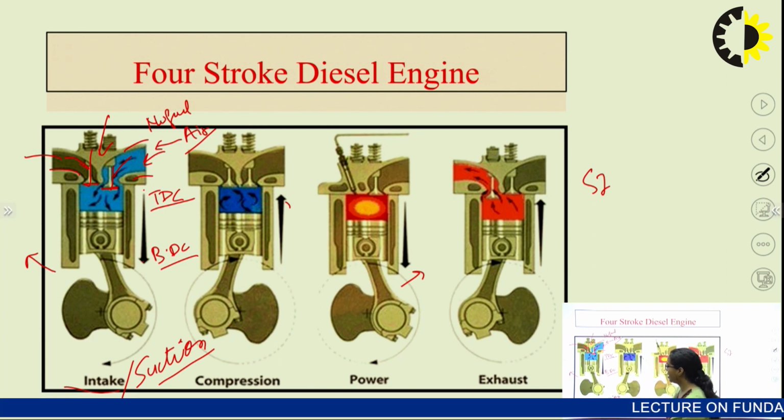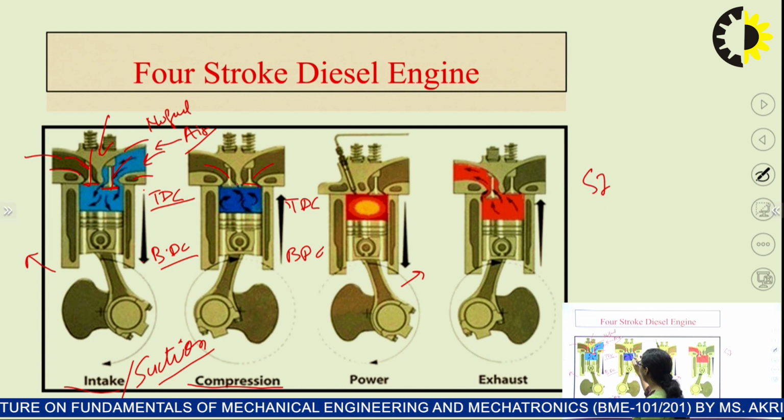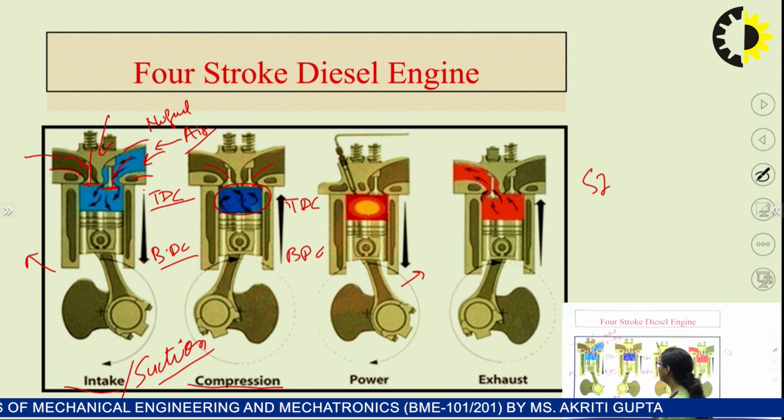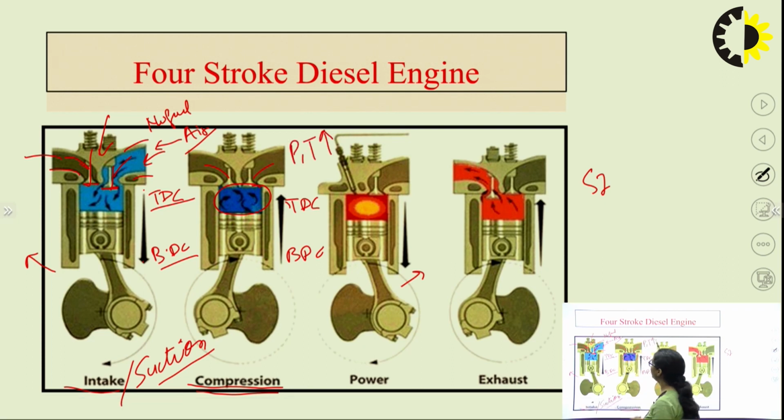Now this is the second stroke of the CI engine, that is the compression stroke. Now the piston moves from BDC to TDC. Both valves remain closed in this stroke, and the air which was supplied in the previous stroke is compressed in the second stroke, that is the compression stroke. As compression is done, pressure and temperature rise very high at the end of compression.